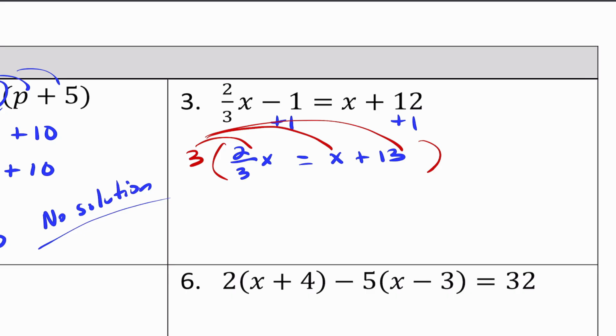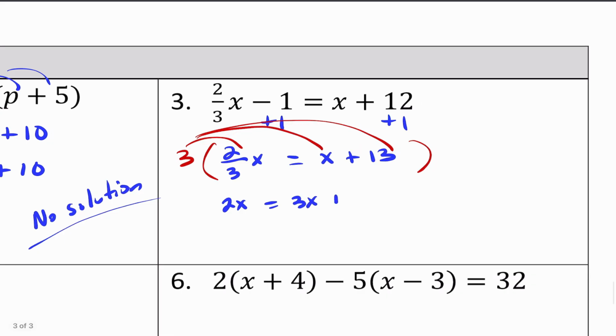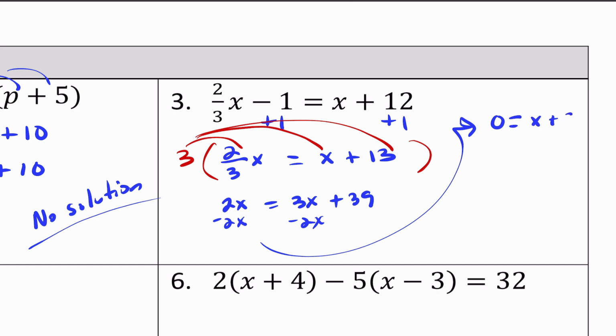So 3 times 2 over 3, that might be a little difficult, but here's the thing. What's 3 times 2? Well, 3 times 2 is 6. Now, you know that that's 6. What do we need to do next? Well, 6 divided by 3. 6 divided by 3 is what? 2. So it's 2x equals... Okay, so 3 times x is 3x, and then 3 times 13 is 39. So, subtract both sides by 2x. I know that's weird. That's going to be 0 equals x plus 39. Subtract, negative 39 is equal to x. You can solve it differently. I really don't mind, but there you go.